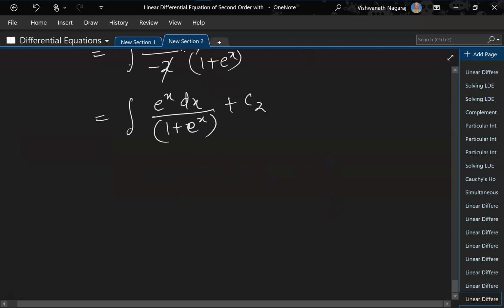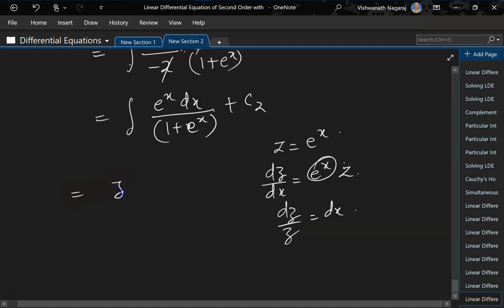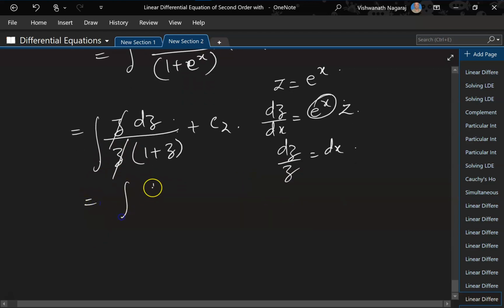Okay, now again we have to do substitution. Let z be equal to e to the power of x. So this becomes dz by dx is equal to e to the power of x, which is nothing but z. So dz by z is equal to dx. So this can be written as integral of z dx is dz by z times 1 plus z plus c2, right? Now z and z cancel out and we are left with integral of dz by 1 plus z plus c2.